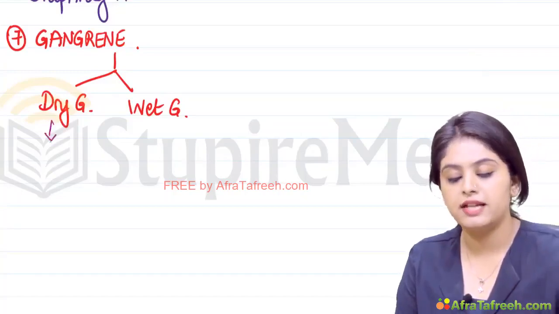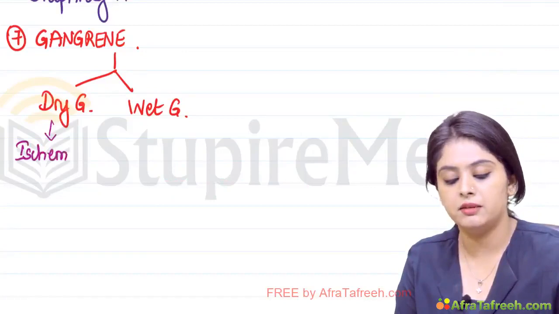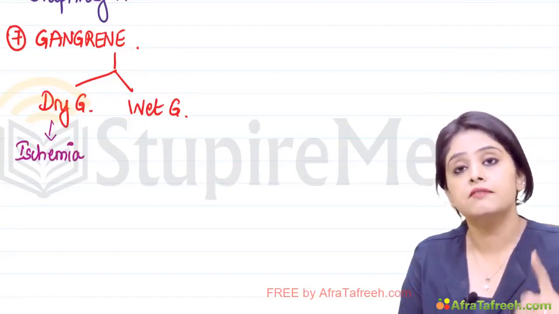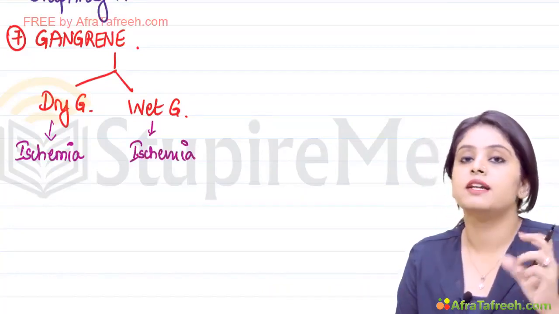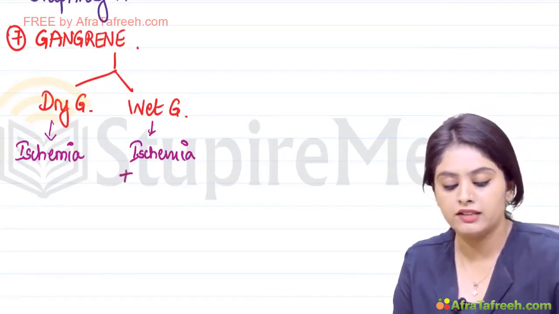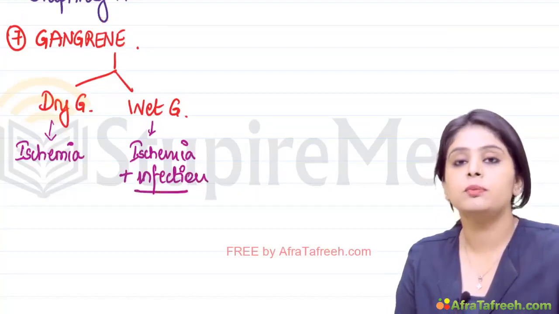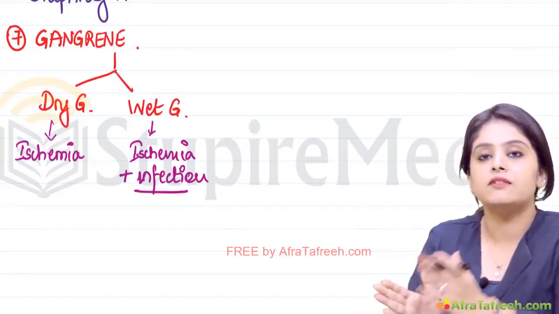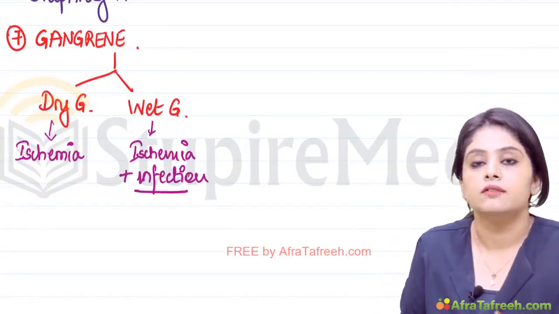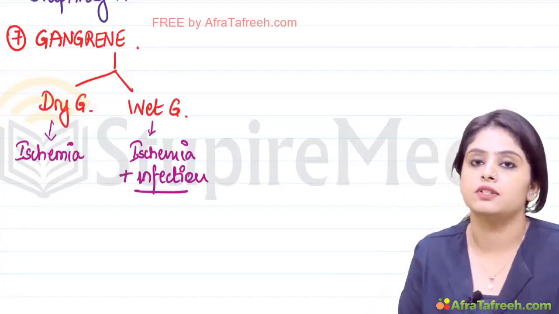In both of these, dry gangrene happens because of ischemia, that is a decrease in the blood supply. Wet gangrene also happens because of ischemia, but there is one additional point. This also has presence of infection. Superadded infection is also present. That is what differentiates a wet gangrene from a dry gangrene. Wet gangrene will have which additional feature? It will have superadded infection.